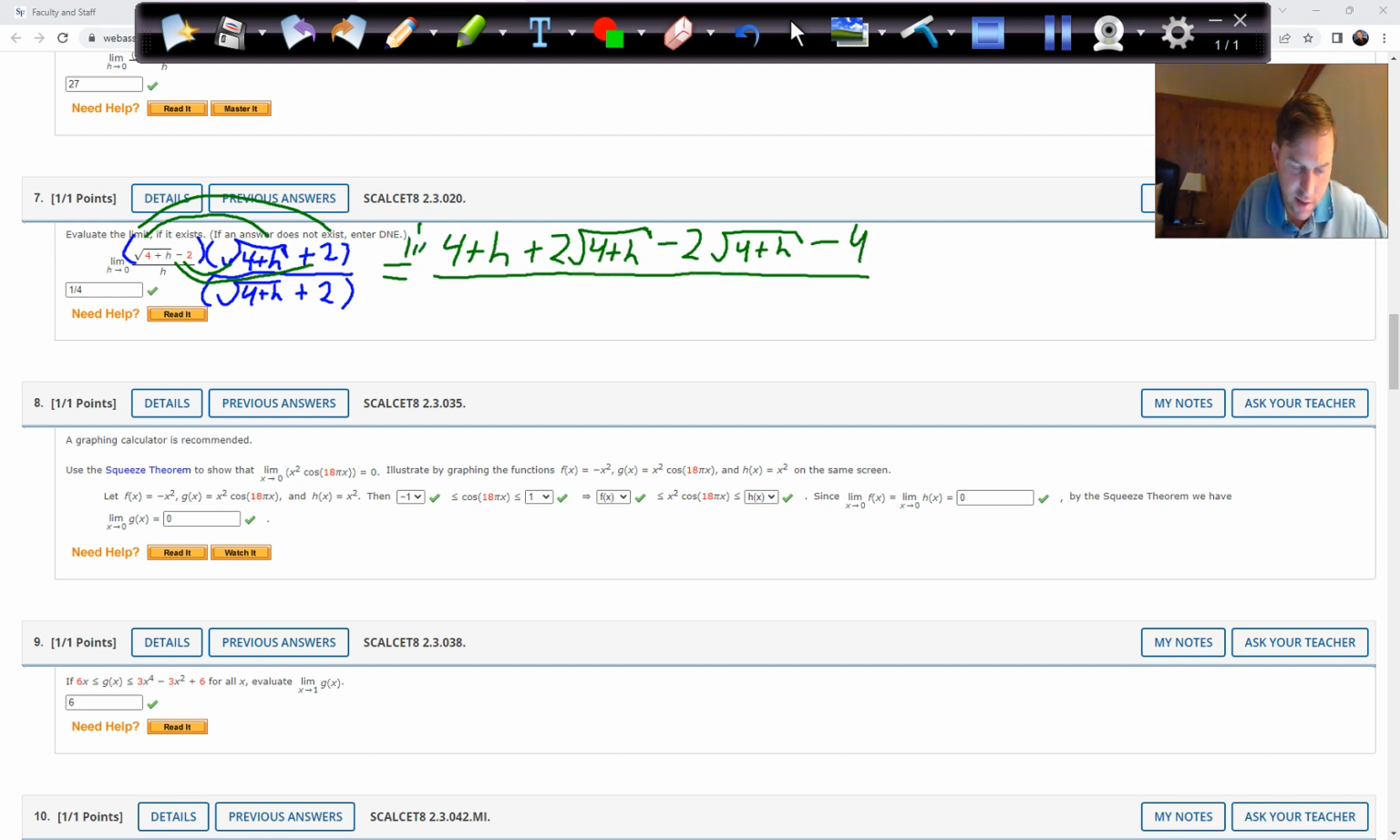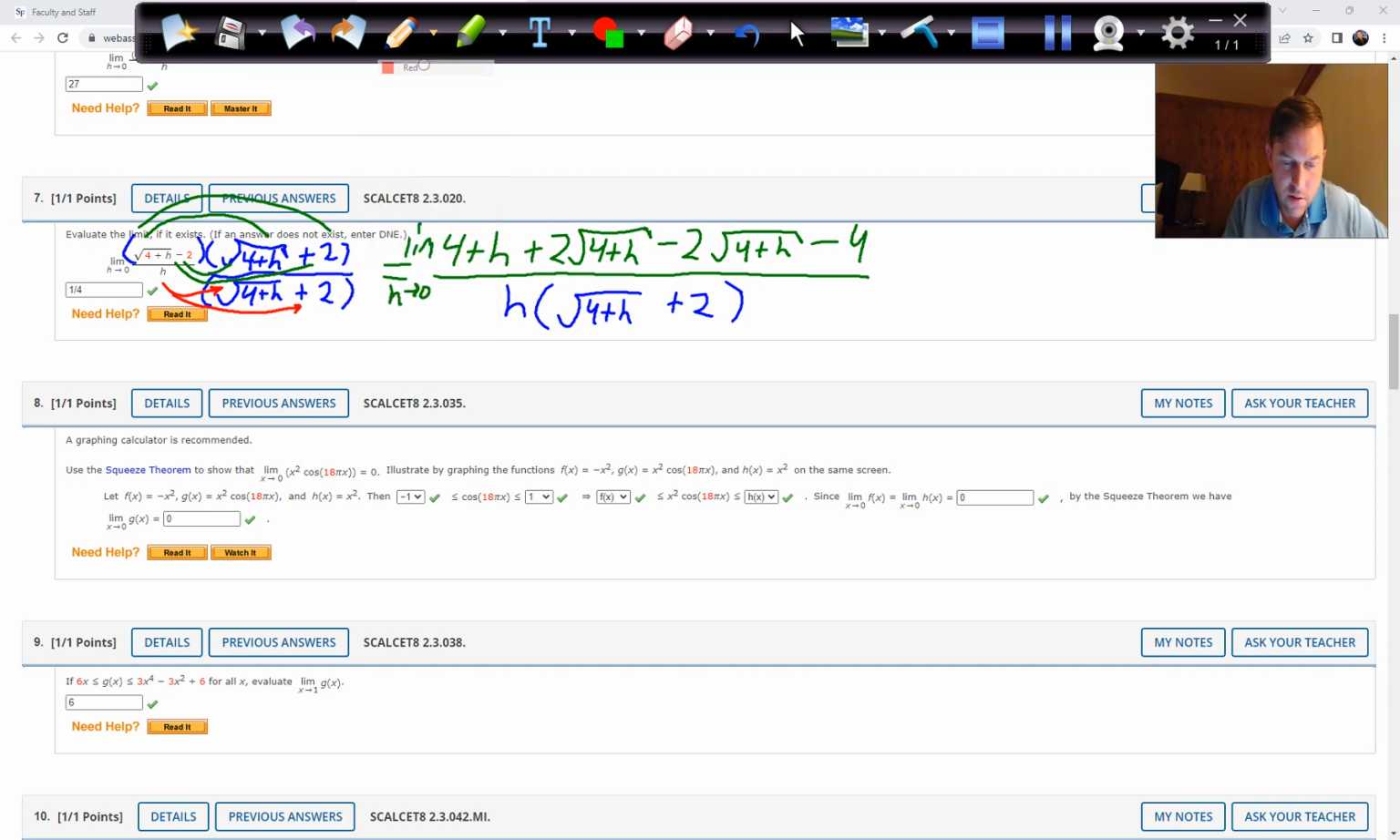And it's still the limit. I keep forgetting to write that. The limit as h goes to 0. Then the bottom, I think the way we want to write this is just h times the quantity square root of 4 plus h plus 2. So don't even distribute that h. Forget I wrote that. You'll see why in a second.